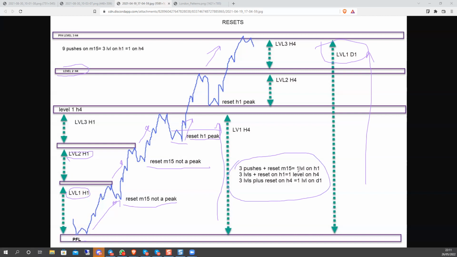3 pushes plus a reset is a level 1 on H1. 3 levels plus a reset on H1 equals a level of H4. 3 levels plus a reset on H4 equals a level on D1. So this is quite a nice drawing and gives you a nice basis for understanding levels and resets. Just remember, a cycle on the lower time frame, like here, plus a reset equals a level of the higher time frame, and all cycles and levels are fractal.